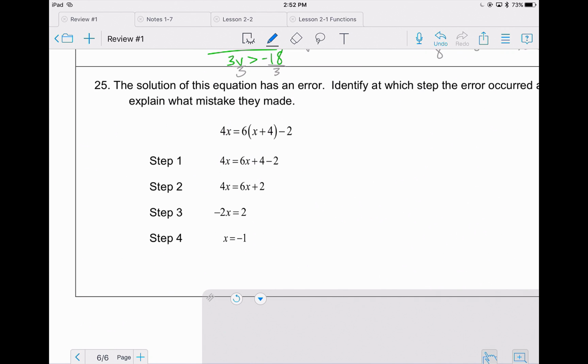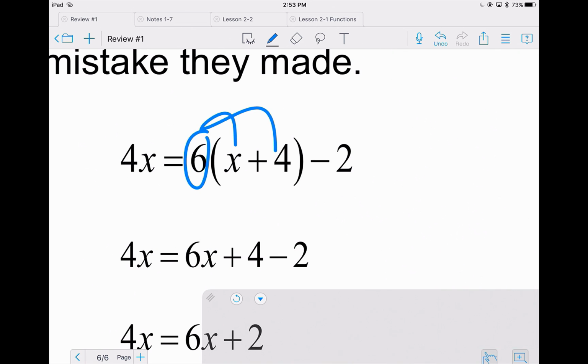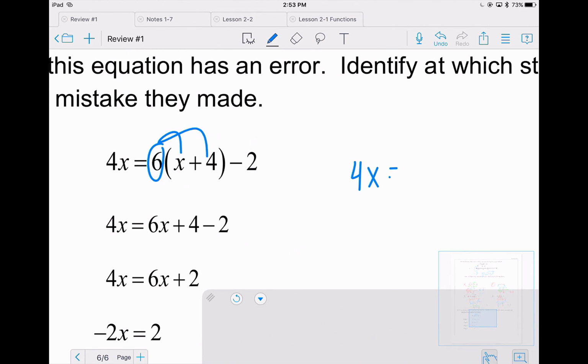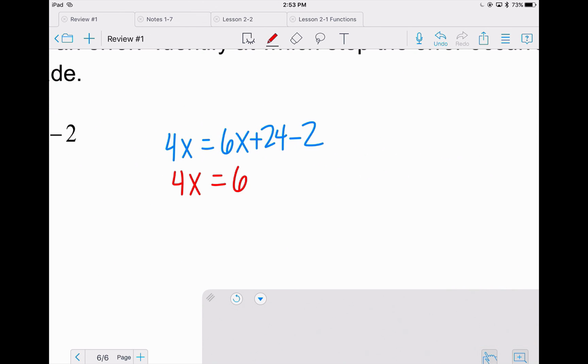And the last one, 25. The solution of this equation has an error. Identify which step the error occurred and explain the mistake they made. So if I'm working out this problem, I'm going to take 6 and distribute it. So I would have 4x equals 6x plus 24 minus 2 because I have to distribute. And just to work it out first so I can try to find the mistake, 6x plus 22.